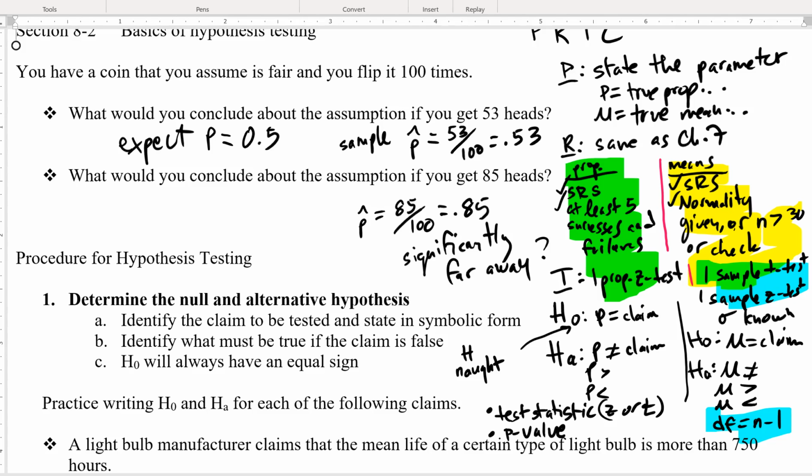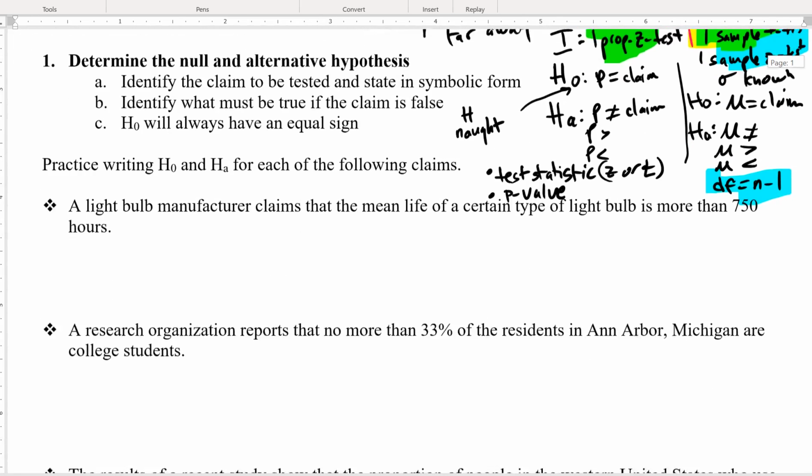Knowing the null and alternative hypothesis is probably one of the most complicated things we're going to do, and that's what we're going to emphasize on at the beginning. And then writing the conclusion, that's actually pretty easy. There's going to be two generic conclusions I'm going to want you to use.